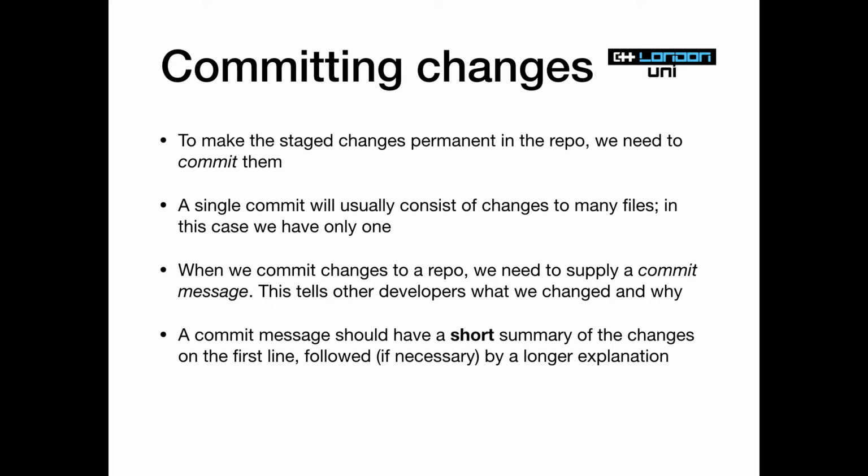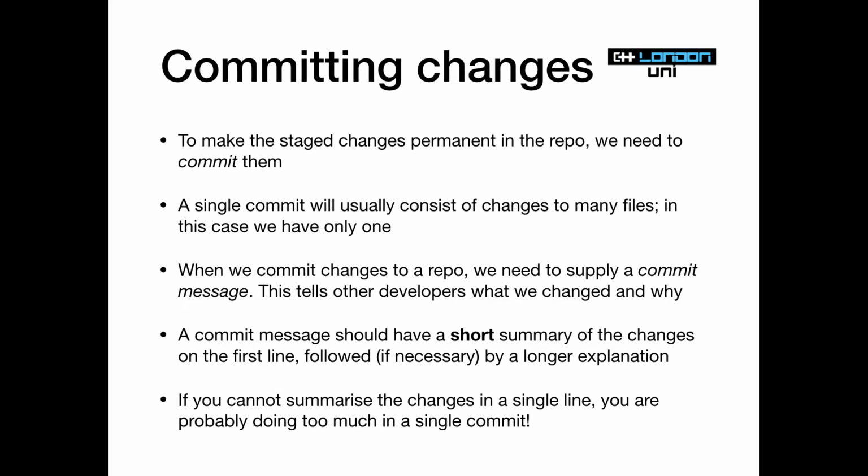Yes, so you should have a short summary on one line, then leave a blank line, and then if it's a large change or there's something that is perhaps not obvious when you first look at it, and somebody might look at those changes and go, well, why on earth did you do that? Then you can go into more detail in the body of the commit message. But the summary, the first line, should be a short summary. And the corollary to that is if you cannot summarize the change in a single line, in a few words, perhaps you're trying to do too much in a single commit.